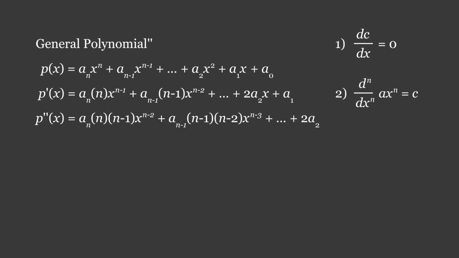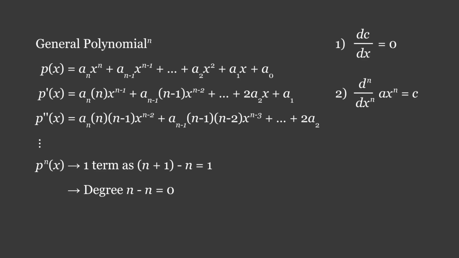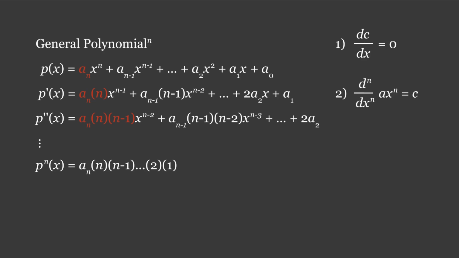It then becomes intuitive to see that if we repeat this process n times, the nth derivative of p will have just one term, as n plus 1 minus n equals 1. The variable of this polynomial will have a degree of n minus n, which equals 0, and therefore be a constant function. We can write the nth derivative of p as such. This is because the pattern of leading coefficients under derivation ensures that the final product is equal to a_n multiplied by all values n through 1, which is equal to a_n multiplied by n factorial.